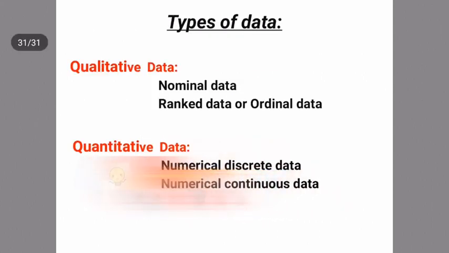So now this is about the types of data in medical statistics, including qualitative data and quantitative data. Qualitative data includes nominal data and ordinal data. Quantitative data includes numerical discrete data and numerical continuous data. And those data can be converted, but you can only convert quantitative data to qualitative data, from the high level to the low level. Those are the types of data in medical statistics.